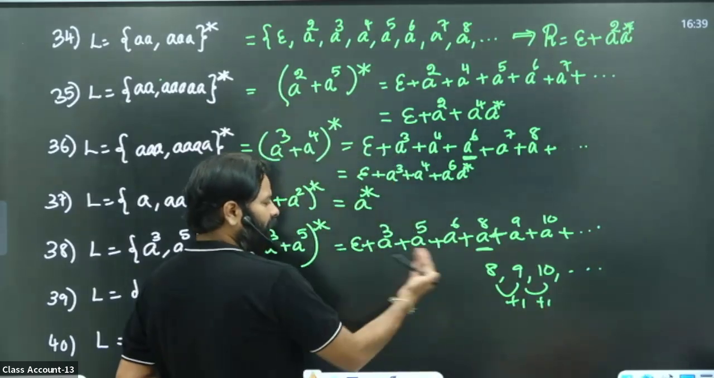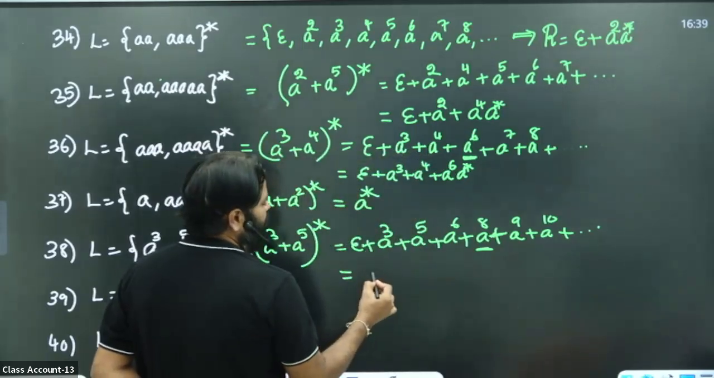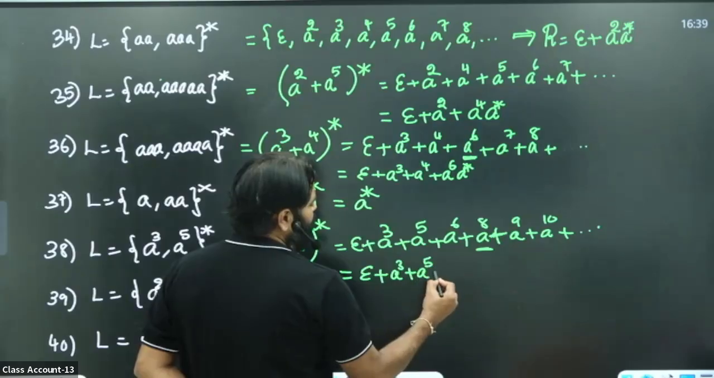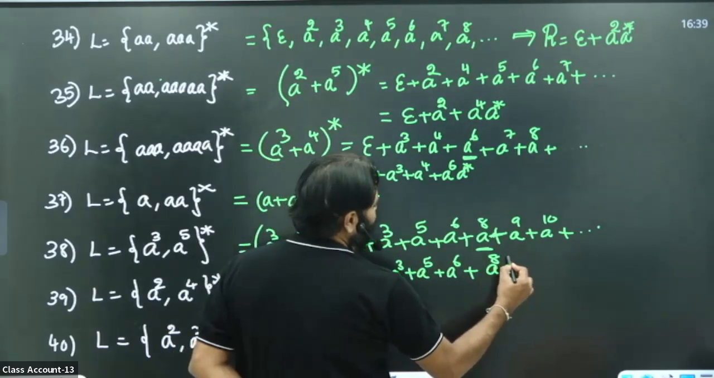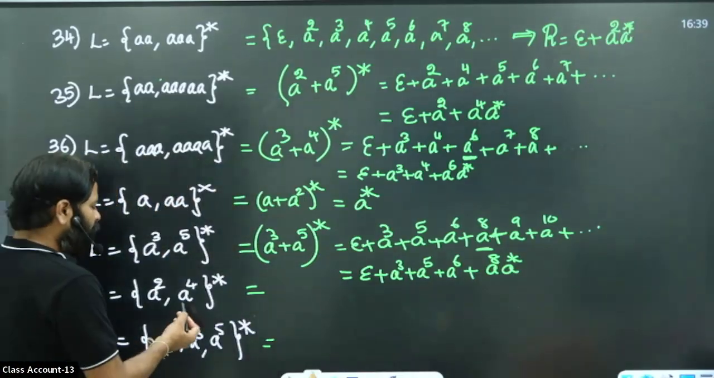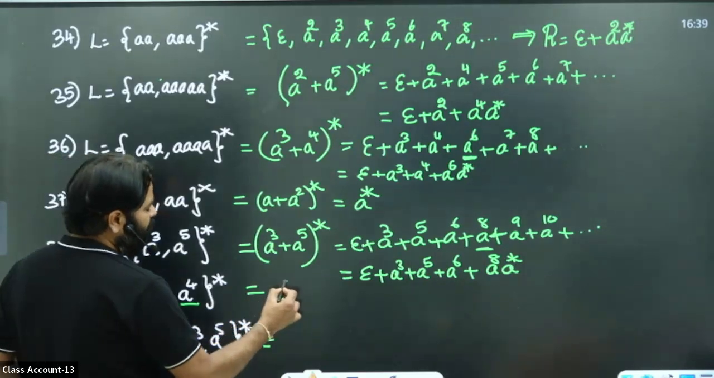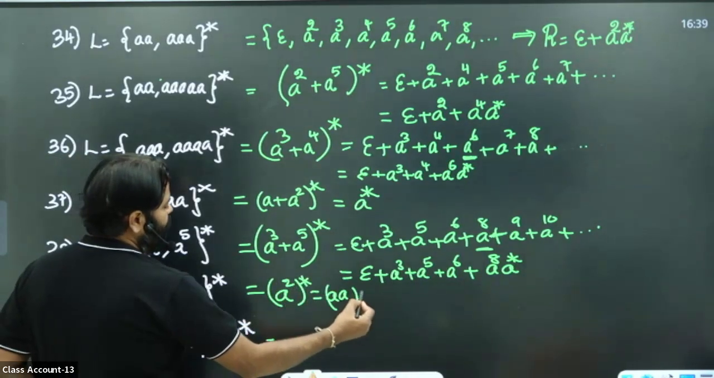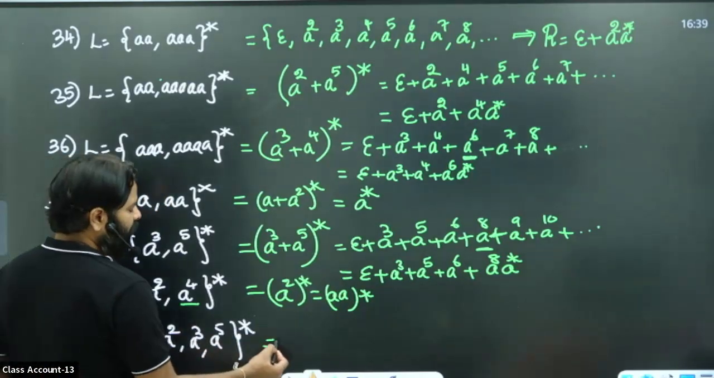But till here, they are not in series. You can take them as base cases. So epsilon plus 3a's plus 5a's plus 6a's. Then after that, a power 8 followed by any number of a's. And a power 4 is not required because a power 2 can generate a power 4. So simply (a power 2) whole star is fine, which is equal to (aa) whole star. And this one, (a power 2 plus a power 3 plus a power 5) whole star.